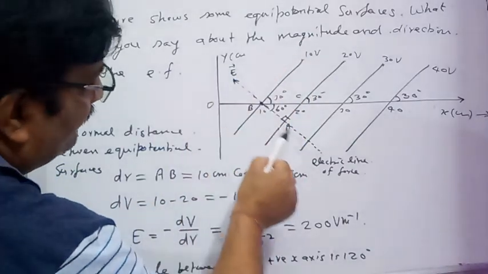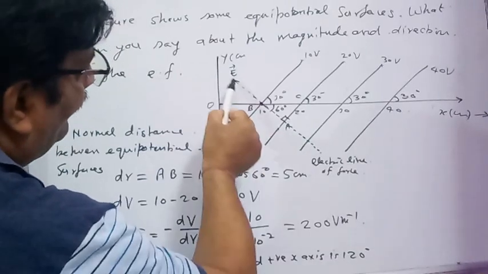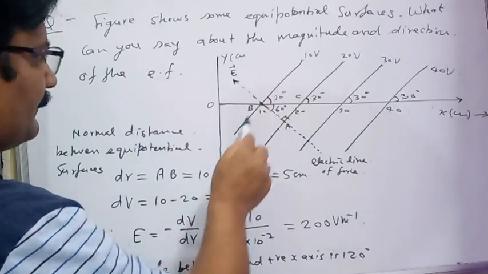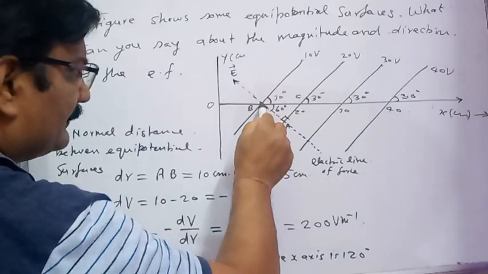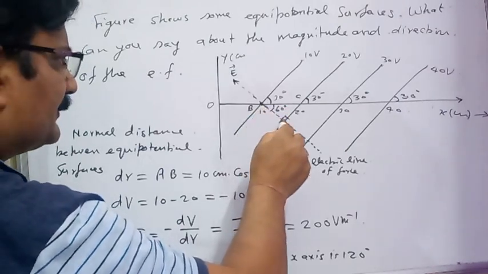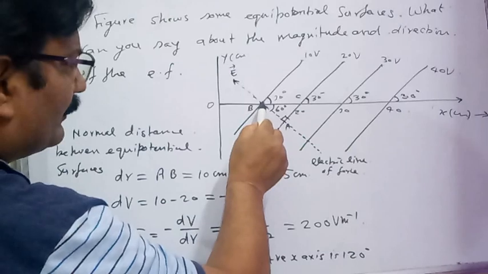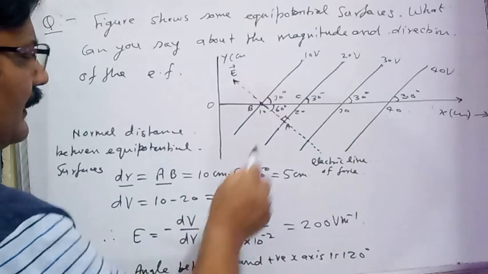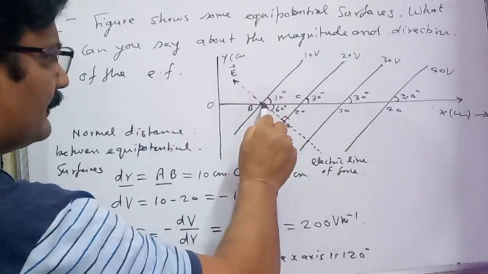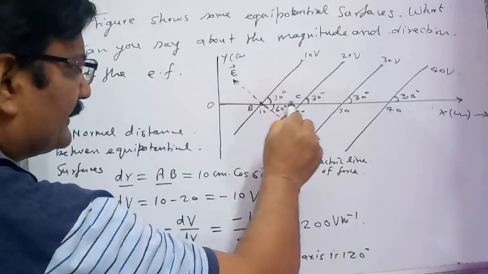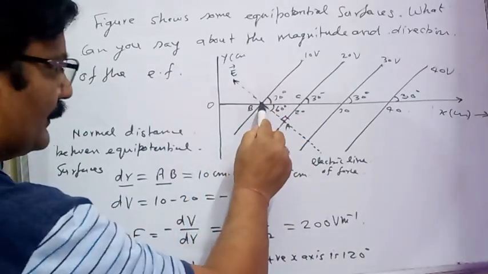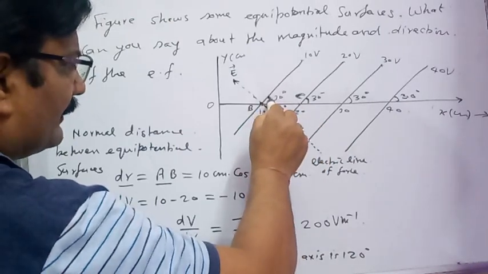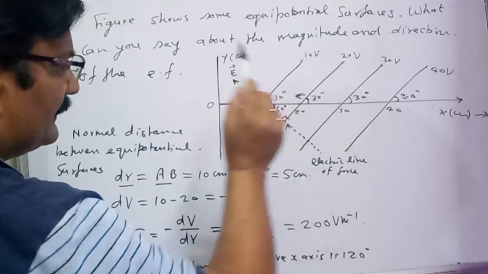Students, see, this is direction of the electric field, that is capital E. So what can be the value of dr? Dr means perpendicular distance or normal distance between two equipotential surfaces. Normal distance between two equipotential surfaces is AB, and that distance between two equipotential surfaces along x-axis is 10 centimeter. This distance AC is 10 centimeter. This angle is 30 degree, so that this angle is 60 degree.